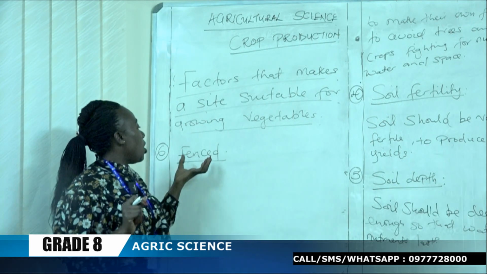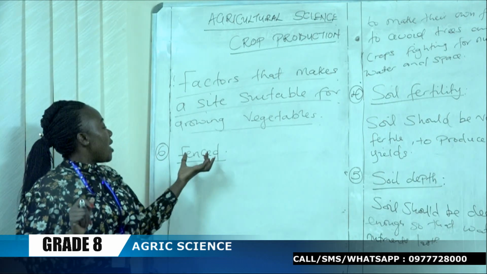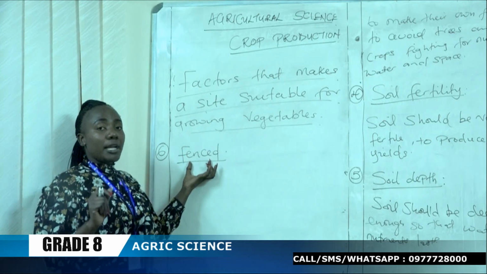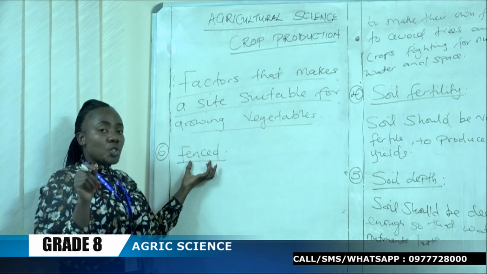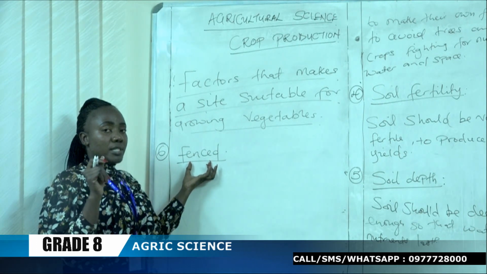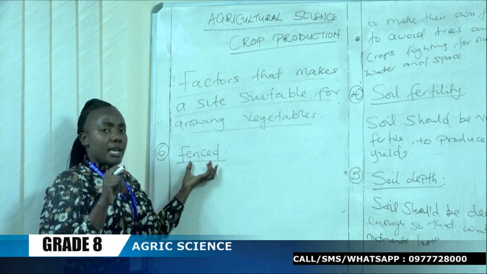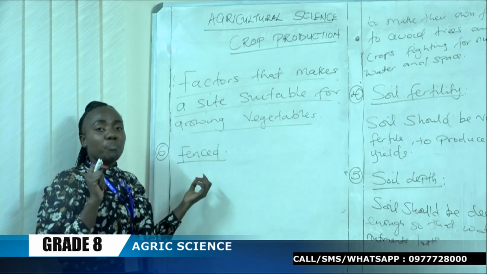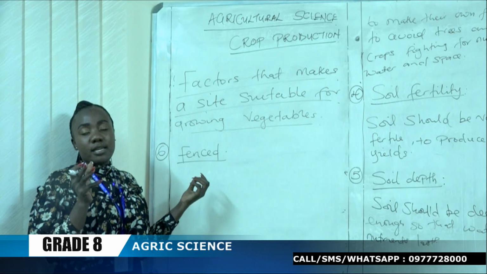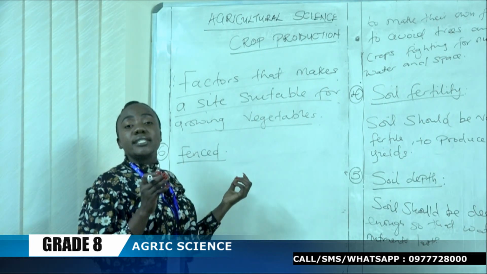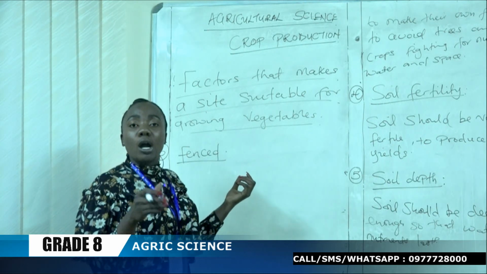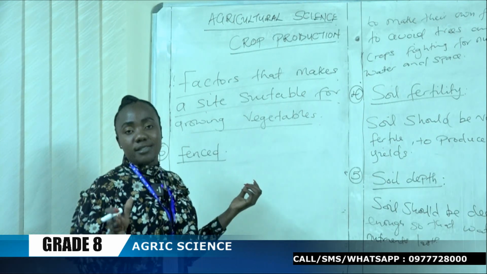Okay, so when I talk about the garden should be fenced, I'm talking about those farmers that keep livestock and grow vegetables, and the kind of farming is called mixed farming. It is called what? Mixed farming. Okay, so mixed farming is the growing of crops and keeping of livestock on the same piece of land.